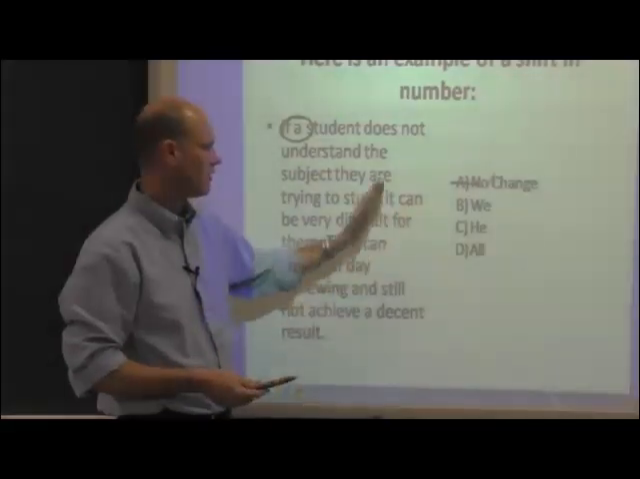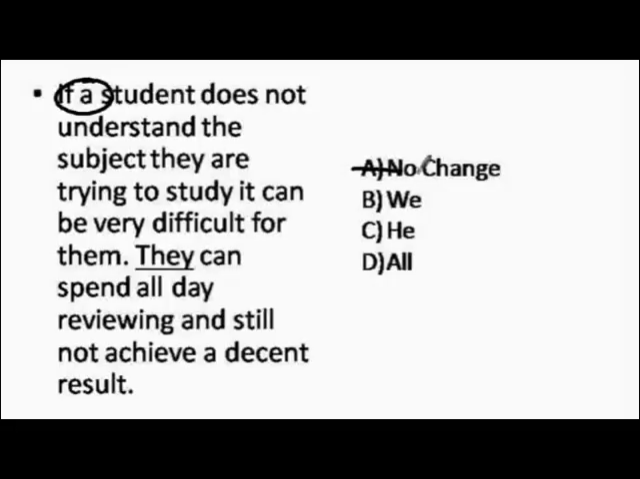Singular or plural? We can go ahead right away and get rid of everything that's plural because it has to be singular with A. So all and we must be incorrect. Once again, we're going to go with answer C, the singular he. He can spend all day reviewing and still not achieve a decent result.